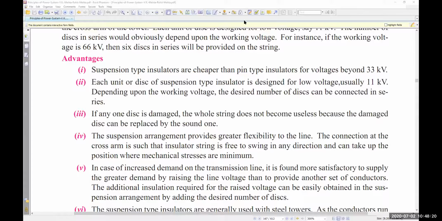Now, suspension type insulators are cheaper than pin type insulator for voltage beyond 33 kilovolt. Each unit or disk of suspension type insulator is designed for low voltage, usually 11 kilovolt. That means each disk can sustain 11 kilovolt. Normally, one disk can hold 11 kilovolt, two disks can hold 22 kilovolt, 3 disks can hold 33 kilovolt, 4 disks 44, 5 disks 55, 6 disks 66 kilovolt. Understood? Each disk can hold 11 kilovolt.